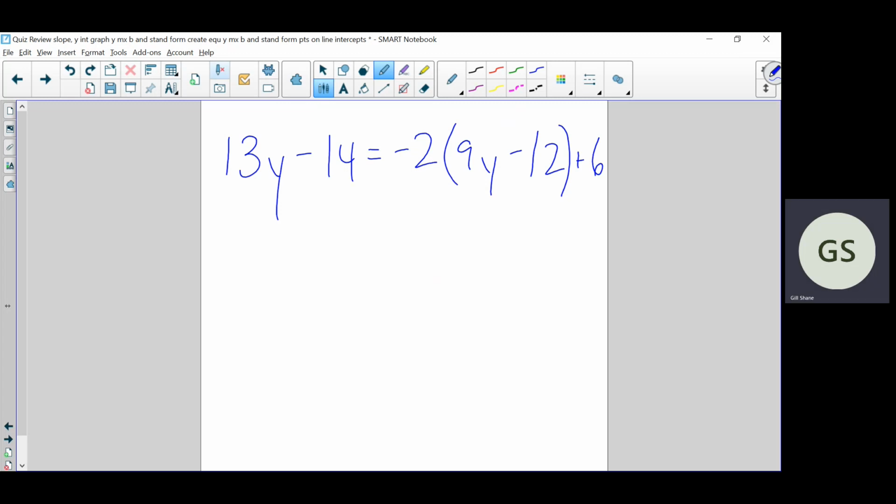So I'll read that if you can't see it. It's 13y subtract 14 equals -2, and then parentheses, 9y subtract 12, close the parentheses, and then plus 6. I think you can all see that, but just in case. So now, what do I need to do first if I'm starting at my sheet?